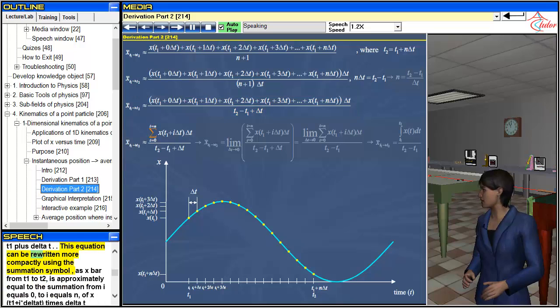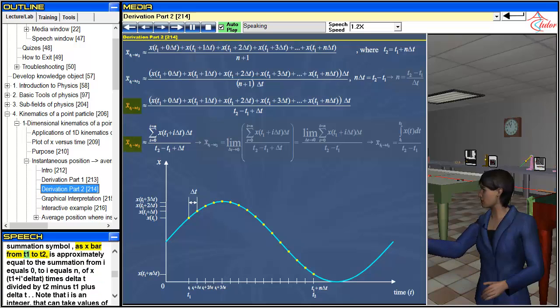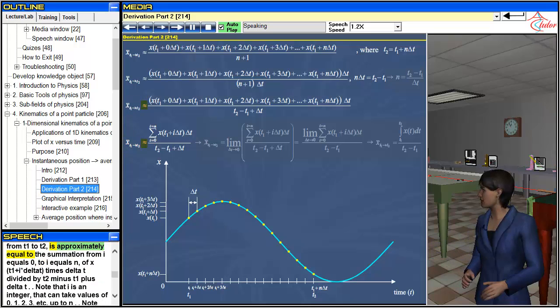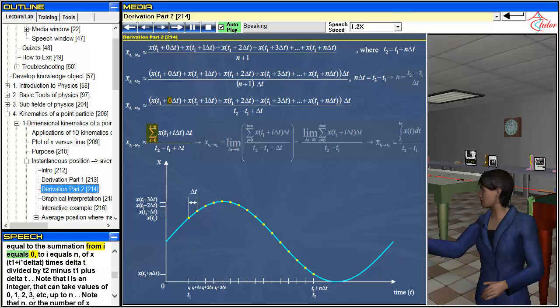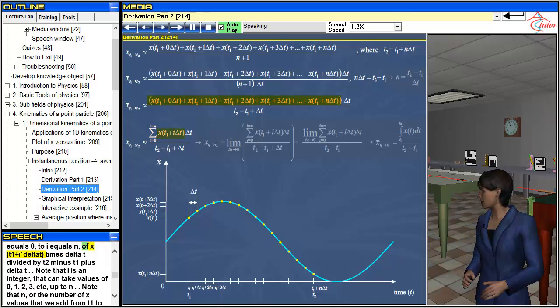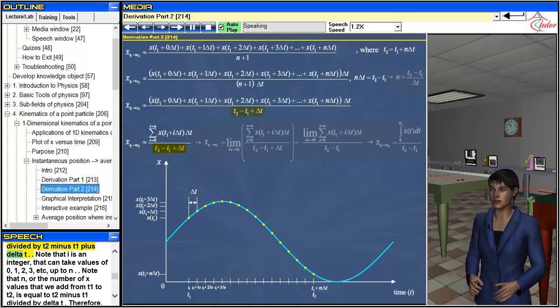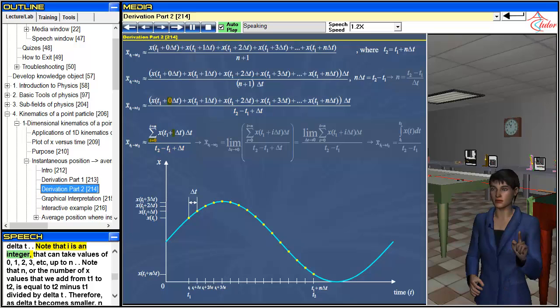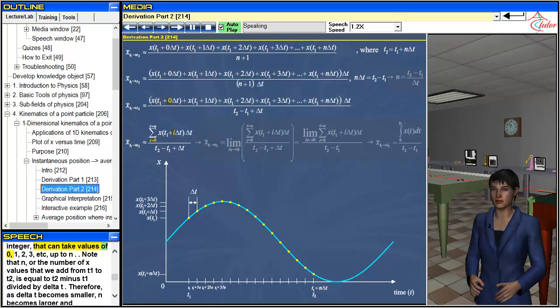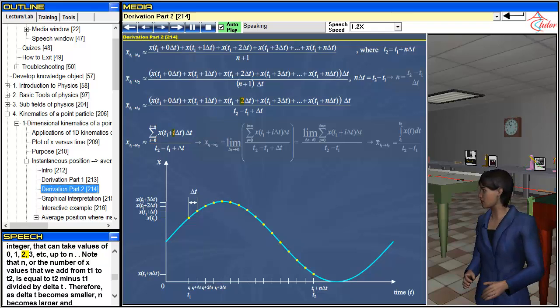This equation can be rewritten more compactly using the summation symbol, as x bar from t1 to t2 is approximately equal to the summation from i equals 0 to i equals n of x of t1 plus i delta t, times delta t, divided by t2 minus t1 plus delta t. Note that i is an integer that can take values of 0, 1, 2, 3, etc., up to n.